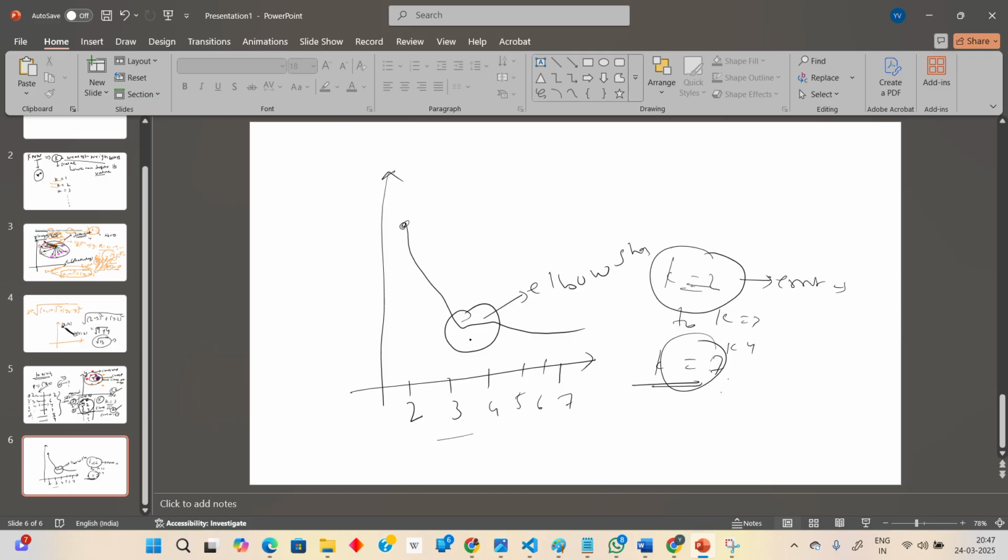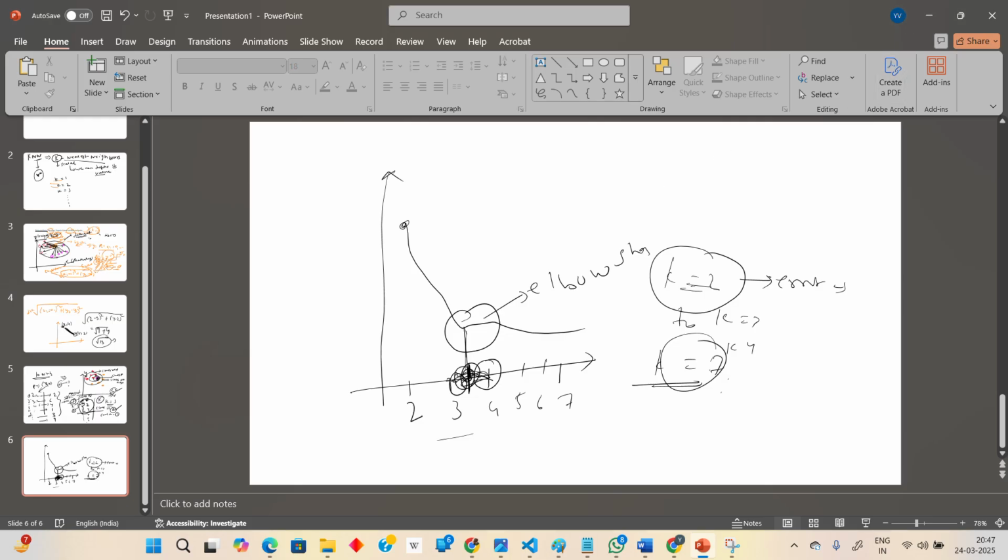Wherever you identify the elbow shape, I have to find the nearest k value like this. For example, if it is in between 3 and 4, it will give 4 or 3. You have to check whichever gives you the less error, and that is what you have to pick. Okay, 3 in this case.